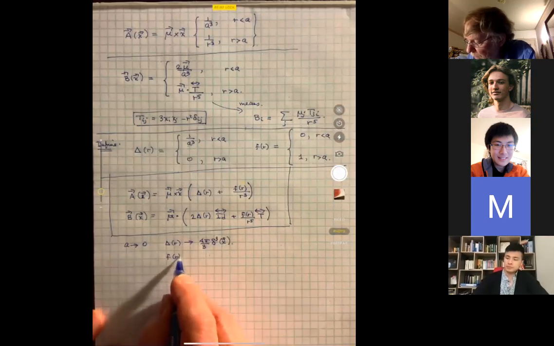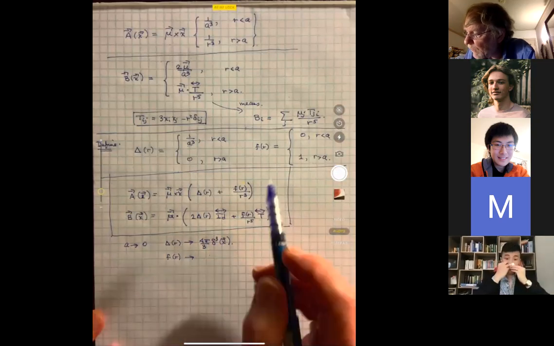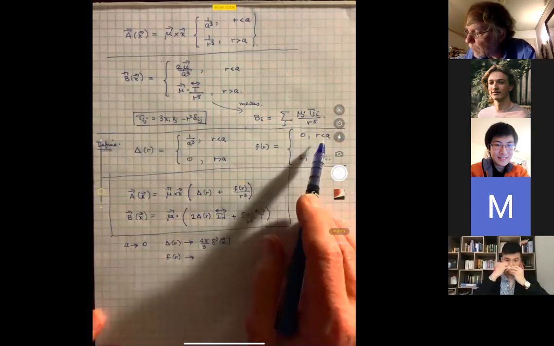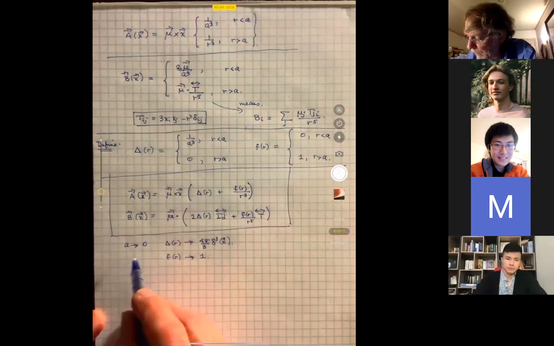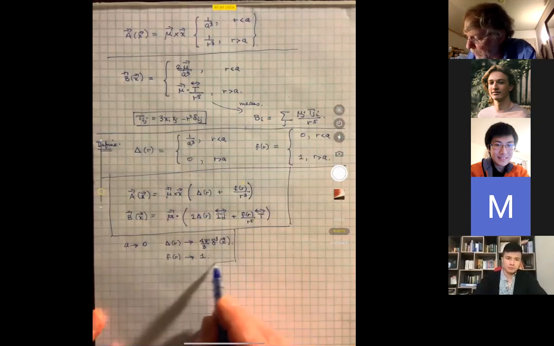Whereas the limit of f of r as a goes to 0 is that f of r is just 1 everywhere except for a small region. The region shrinks as a goes to 0. So f of r just goes to 1 in the limit. So these are the limits that we want to take.